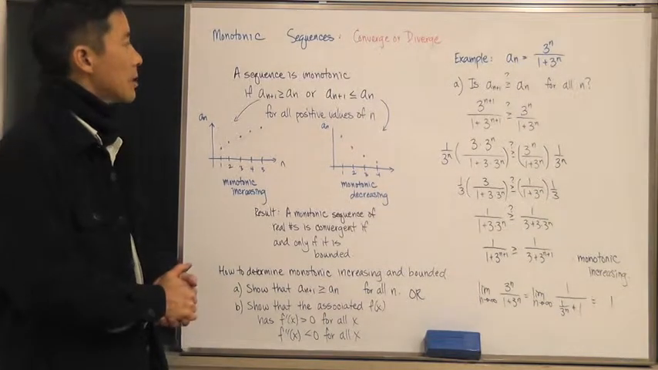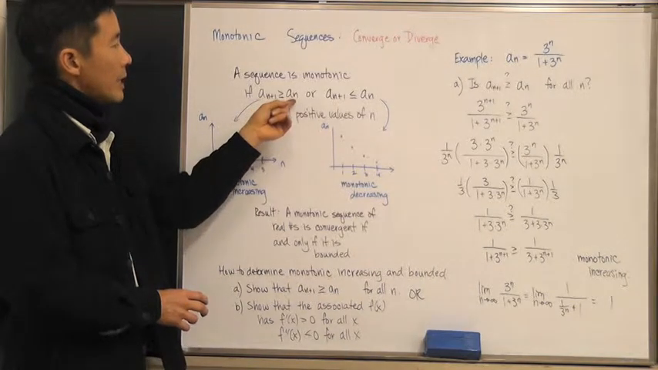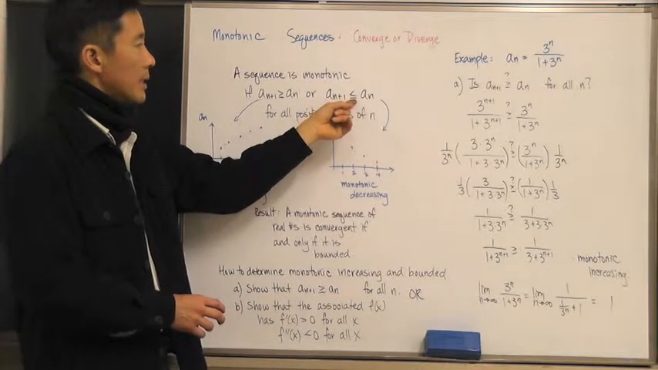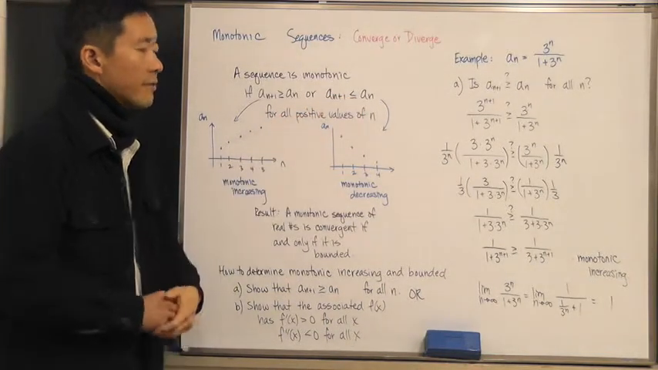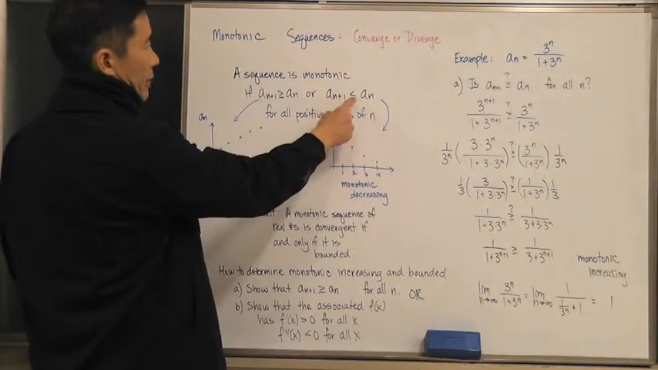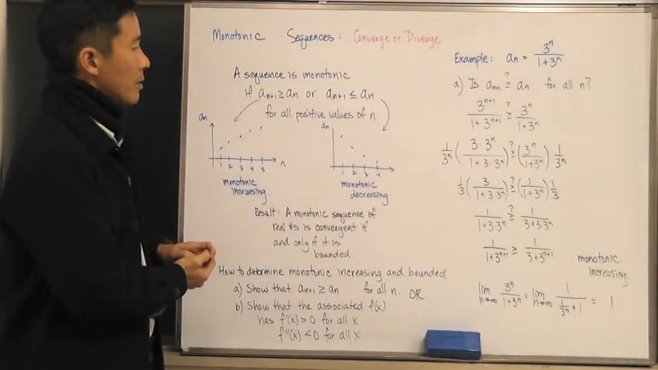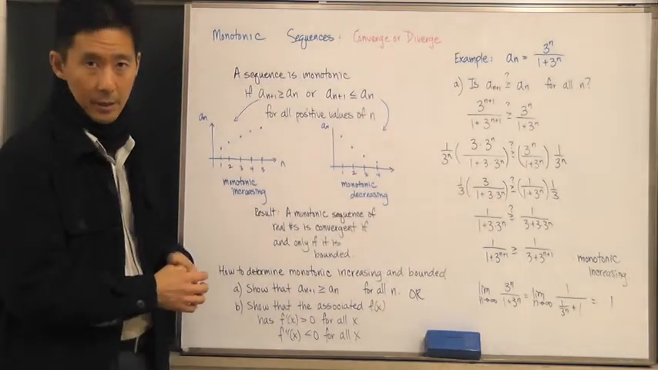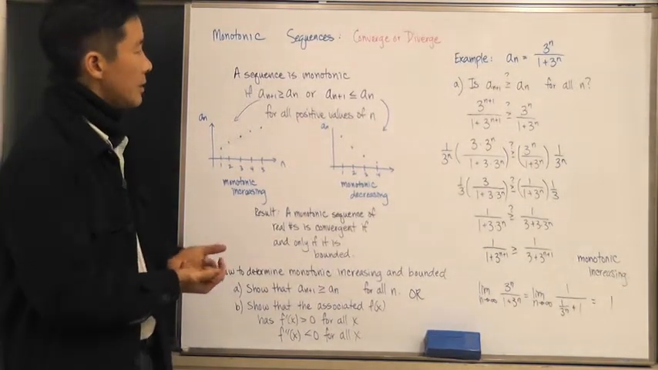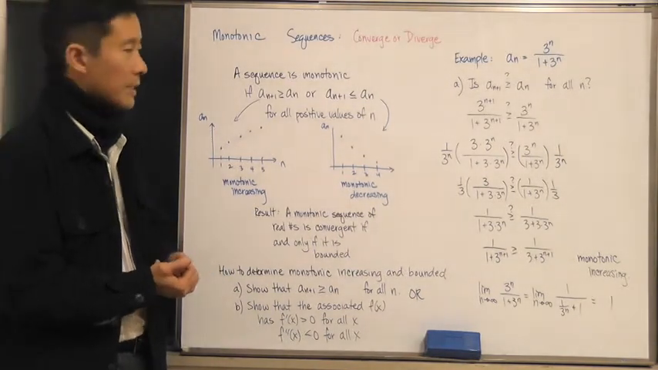Okay, a sequence is monotonic if a sub n plus 1 is greater than or equal to a sub n, or a sub n plus 1 is always going to be less than or equal to a sub n for all positive values of n. Now notice, the only thing that's different between these two is the direction of the inequality sign. But the direction of the inequality sign is going to be very important for us to take a good close look at, because in one situation you're talking about a monotonic increasing sequence, and in the other one you're taking a look at a monotonic decreasing sequence.